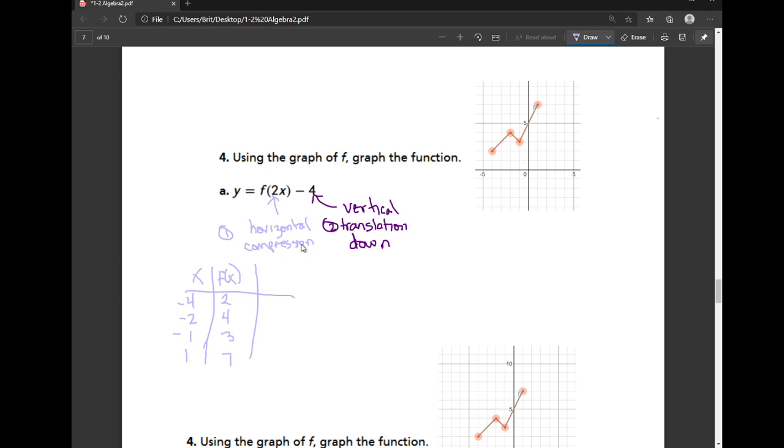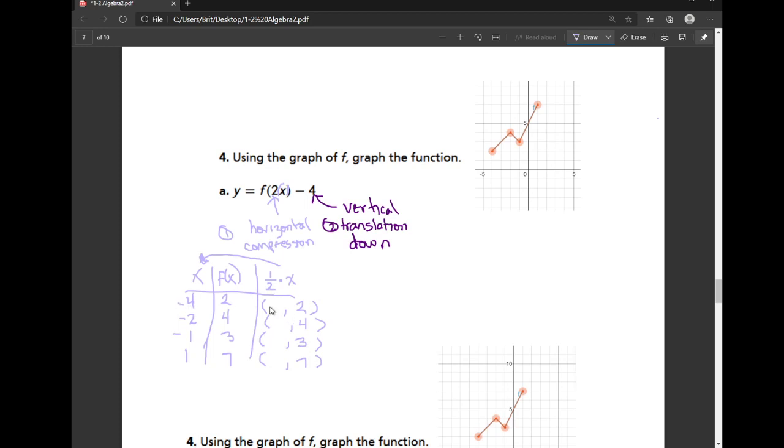So remember, in order to do that horizontal compression, you factor the 2 out from anything else in the parentheses, so that's just the x, and that's okay. You find the reciprocal of it. The reciprocal of it is 1/2, and then you times that by all the x values. So I'm gonna multiply that column there, and that's gonna give me my new x values to my ordered pairs. Now all these y values that are here, those can just sneak their ways into the ordered pairs. We could still have the 2, 4, 3, 7 here.